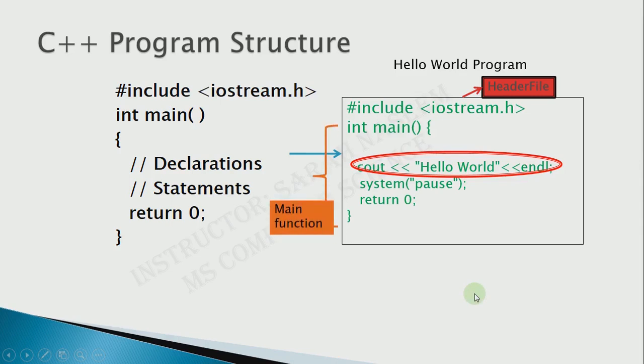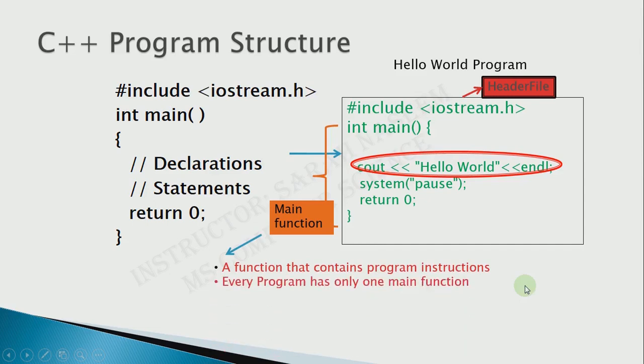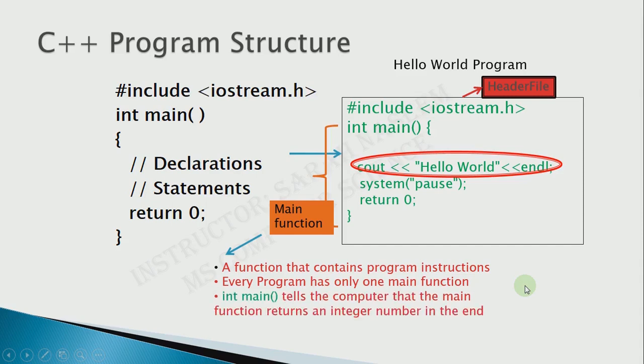And now this is the main function. Main function is a function that contains all program instructions given by the user. Every program has only one main function, so there is no program which has more than one main function. Int main shows that the main function returns an integer number in the end. So, as soon as we return an integer which is 0 here in the program using the statement return 0, main function ends, and at the same time program ends too. In this hello world program, we are returning the integer 0.